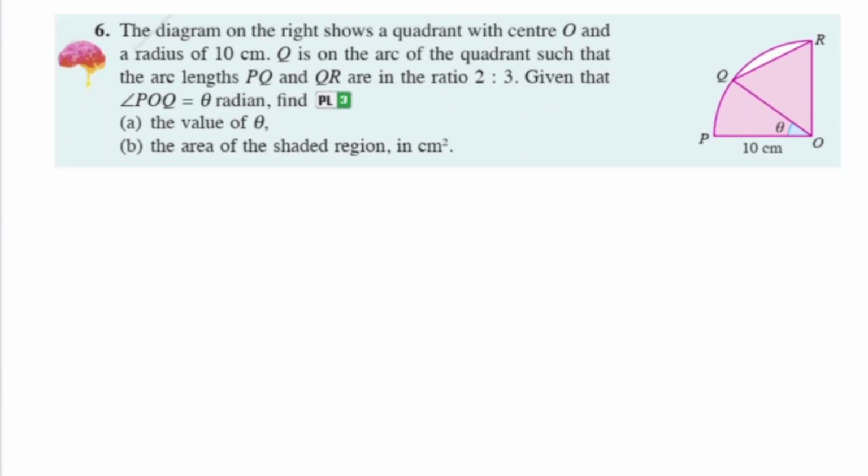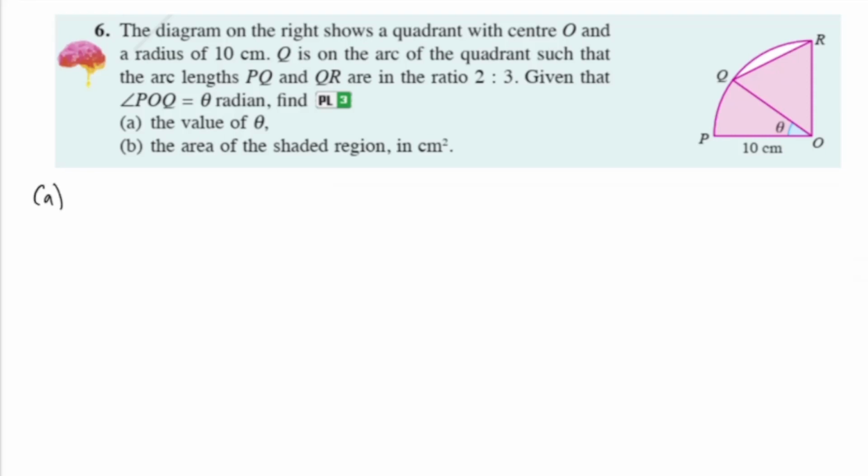All right, next question. Diagram on the right shows a quadrant with center O and radius of 10 cm. Q is on the arc of the quadrant such that the lengths of arc PQ and QR are in the ratio of 2 to 3. Given POQ is theta, find theta. This is very interesting because we need to compare the lengths and then find angle theta. For me, I would use a proportion method like this.